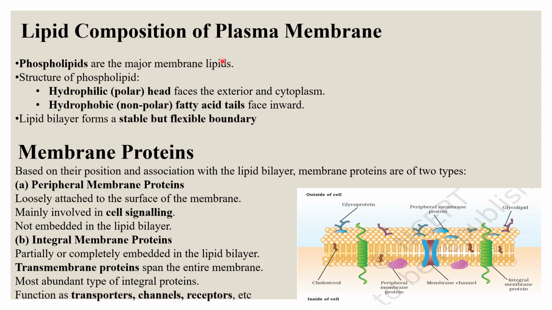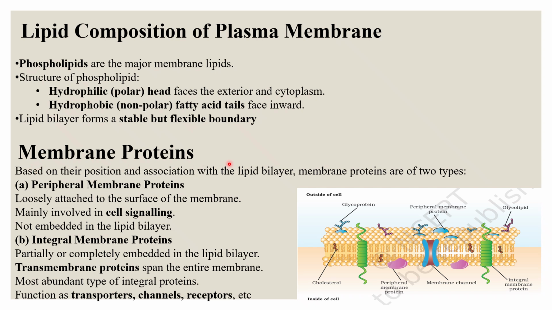Coming to the lipid bilayer, the lipids used to make the plasma membrane are phospholipids. That means they have a polar head. The circular part is the polar head of the lipid, which has a phosphate group over it, and the hydrophobic part, that is this tail, is made up of fatty acid and it is non-polar. The lipid bilayer forms a stable but flexible boundary.